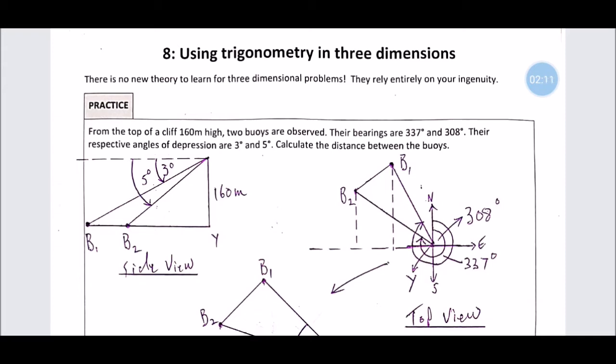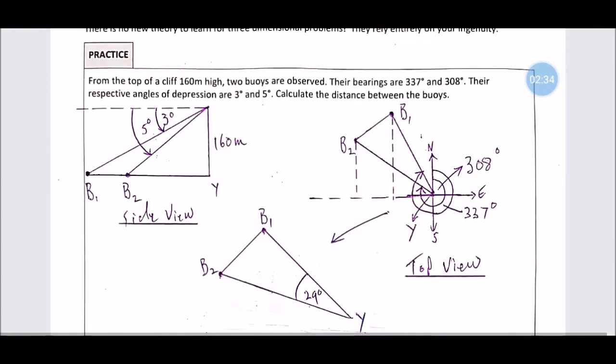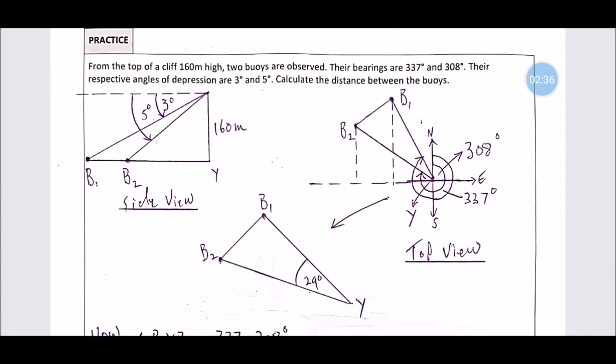All right, so the trick here is in picturing what the question is actually talking about, forming a sort of three-dimensional image in your head. Now, I find the best way to tackle these problems is to split what's being described in the problem into two diagrams, a side view and a top view, okay? Let's start with the easiest aspect, which is the side view. So we're going to ignore the bearings part of the question and just deal with the part of the question that talks about angles of depression, okay?